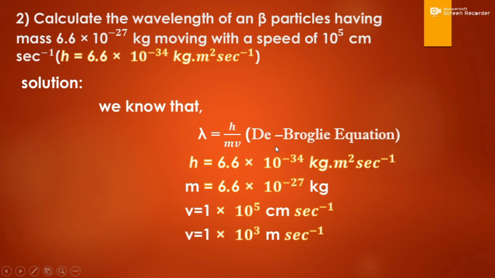Then h is given, h is equal to 6.6 into 10 raised to minus 34. The mass m is also given, m is equal to 6.6 into 10 raised to minus 27. The speed is also given, that is 10 raised to 5, which can also be written as v equal to 1 into 10 raised to 5 centimeter per second. Then we have to convert centimeter into meter, so we multiply by 10 raised to minus 2. So v is equal to 1 into 10 raised to 3 meter per second.